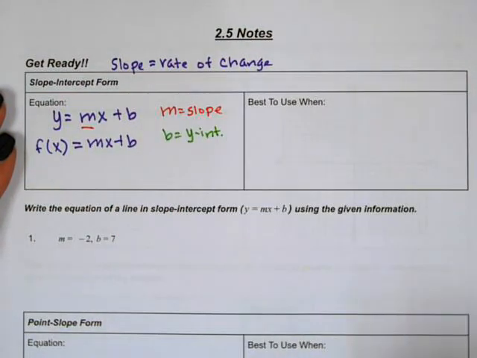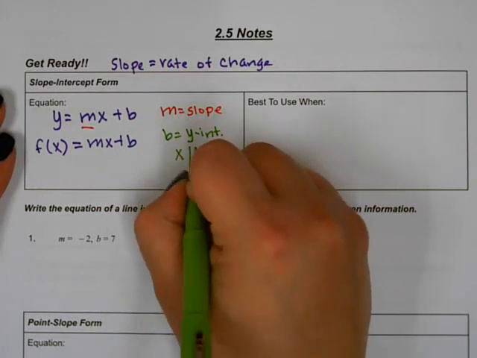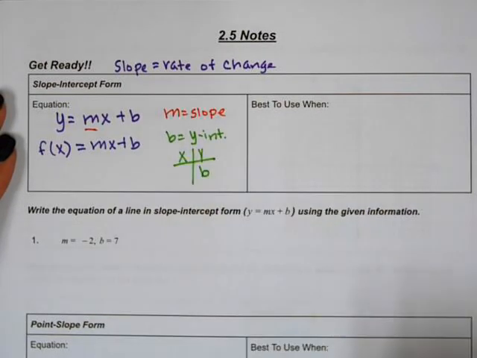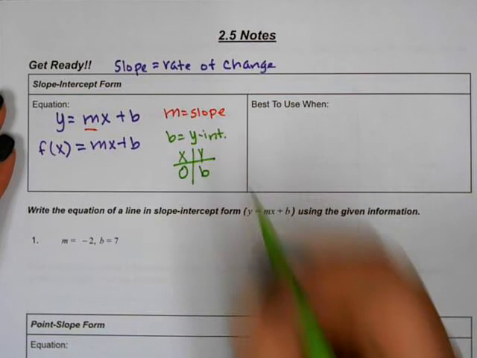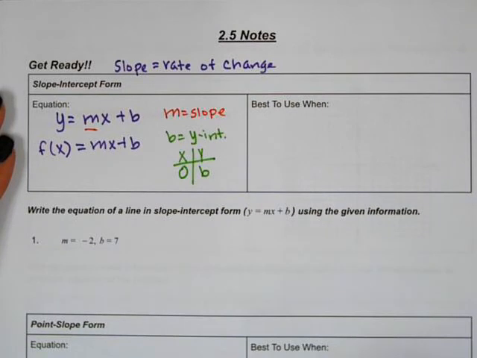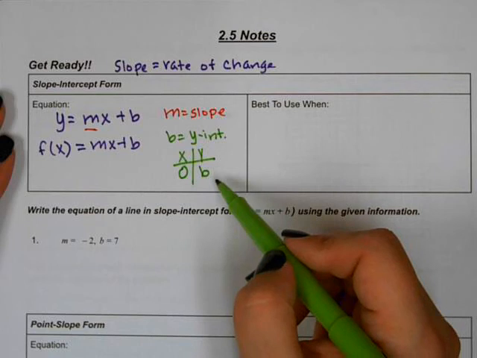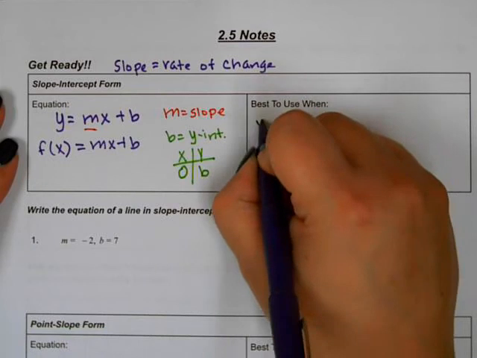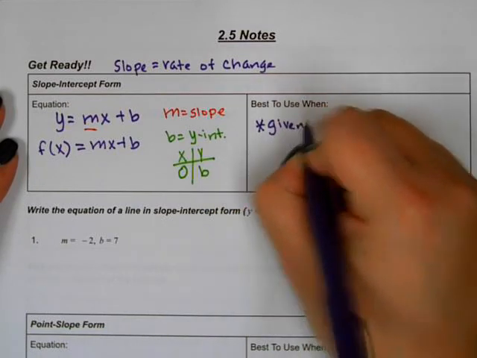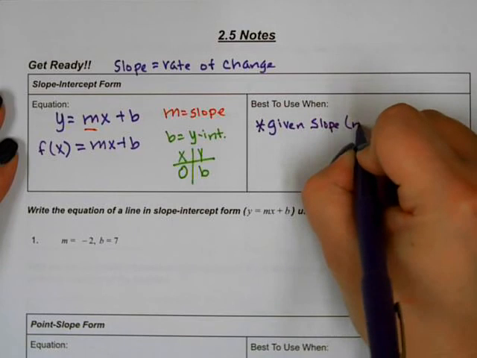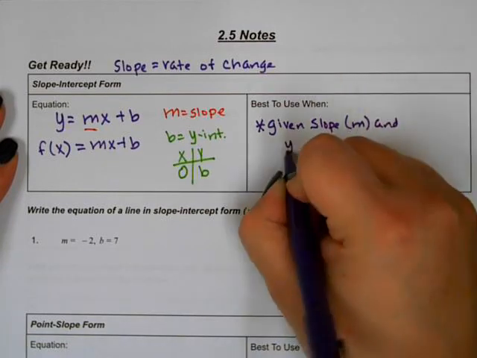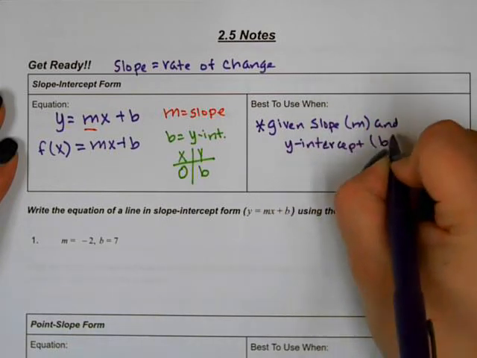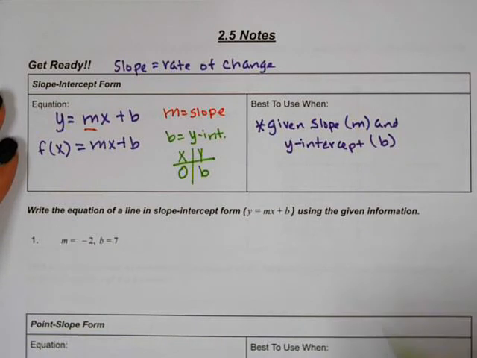And y-intercept really just means if you were to make a table, then that b value would be your first y value, and your first x value would be 0. So really, it's a fancy way of saying make a table that starts at 0, and here's your first y value. Okay? So the best time to use slope-intercept form is if you're given a slope, which is m, and a y-intercept, which is b. And again, y-intercept really just means a table that starts at 0.